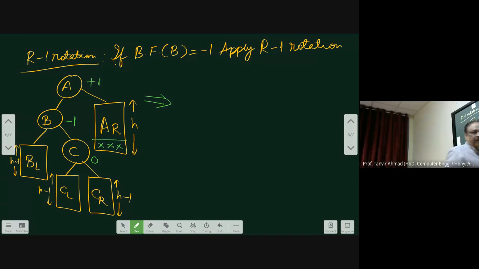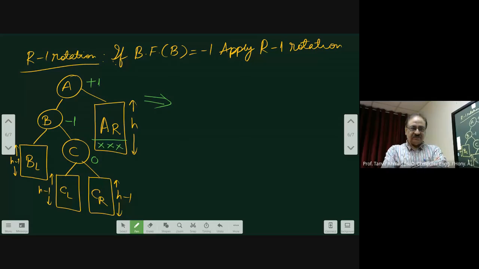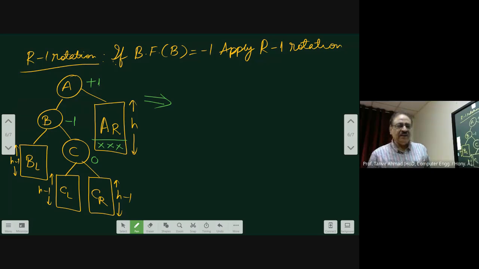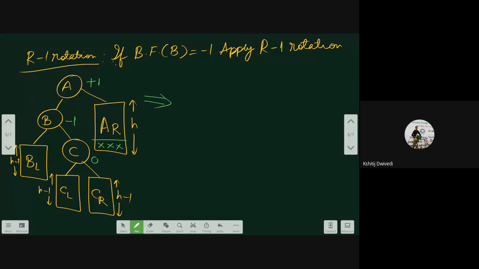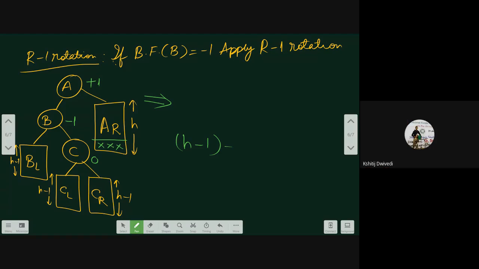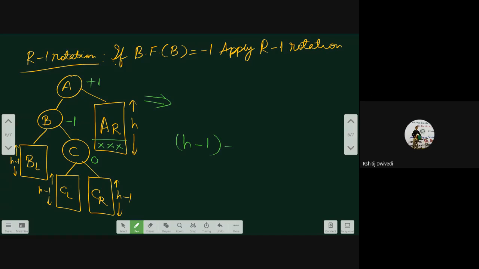Sir, I didn't get how the balance is calculated. Where? Sir, BL is h minus 1, CL is h minus 1. So how come B is termed as h minus 1? See, what is the height of the left of B? It's h minus 1. Correct. And what is the height of the right of B? Right of B, it's h minus 1.